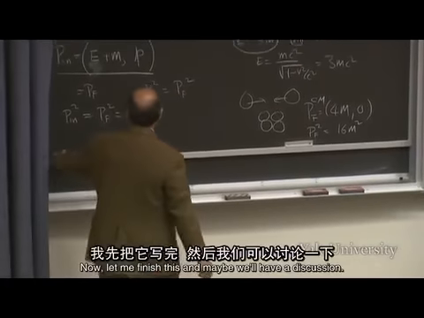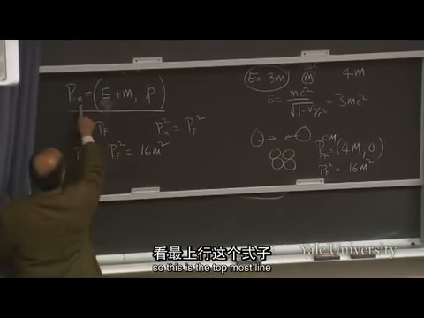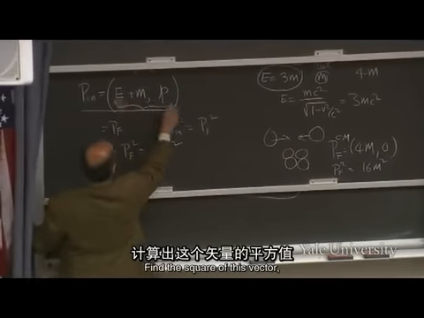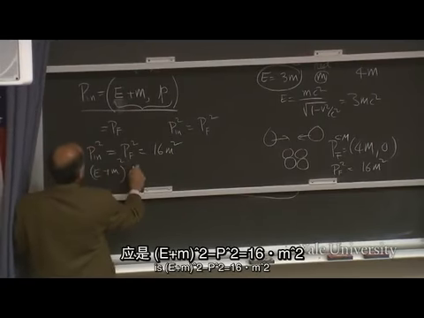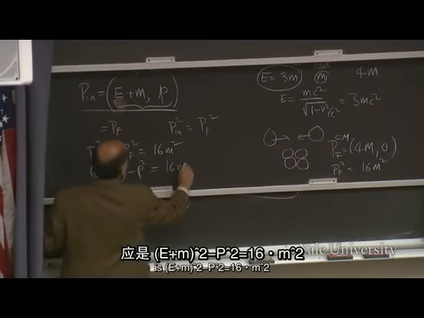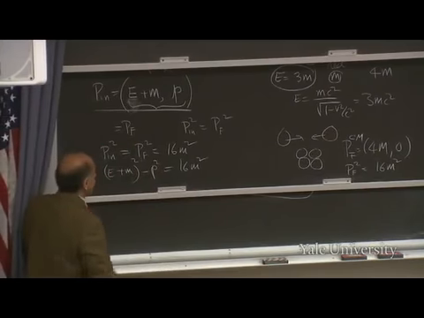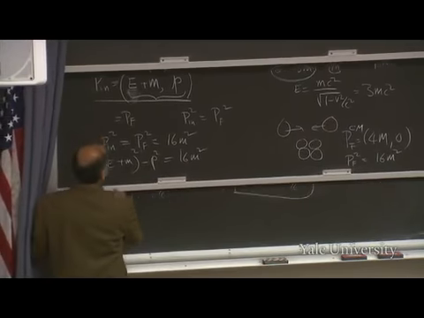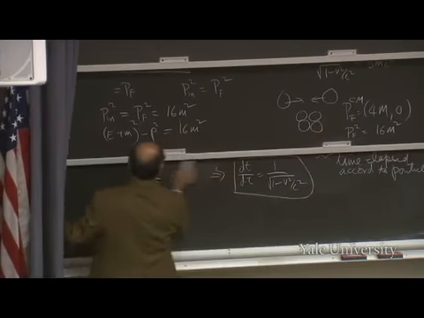So let me finish this and maybe we'll have a discussion. So P initial squared is 16m squared. So this is the topmost line. Find the square of this vector. It's (E plus m) squared minus P squared is 16m squared. So let's see where to write this. Maybe I'll write it here.